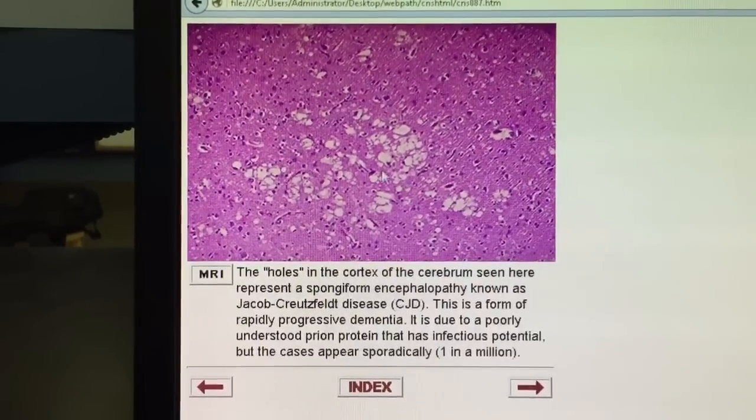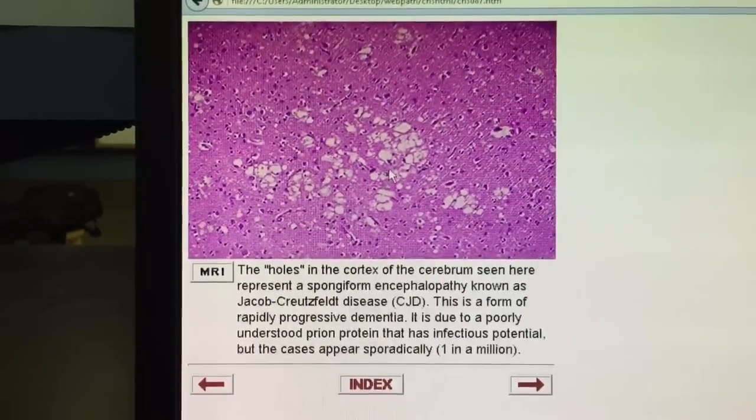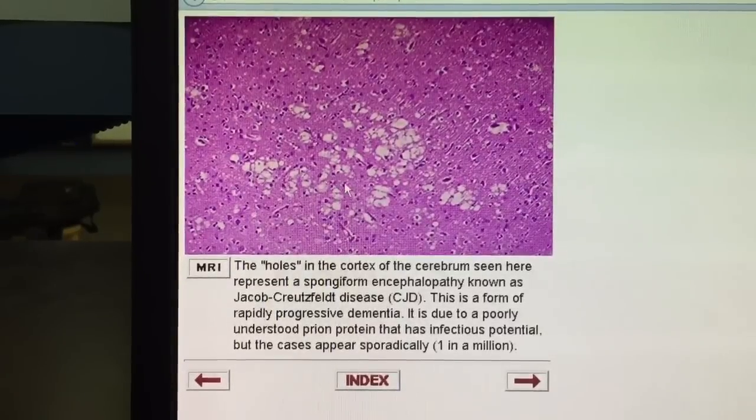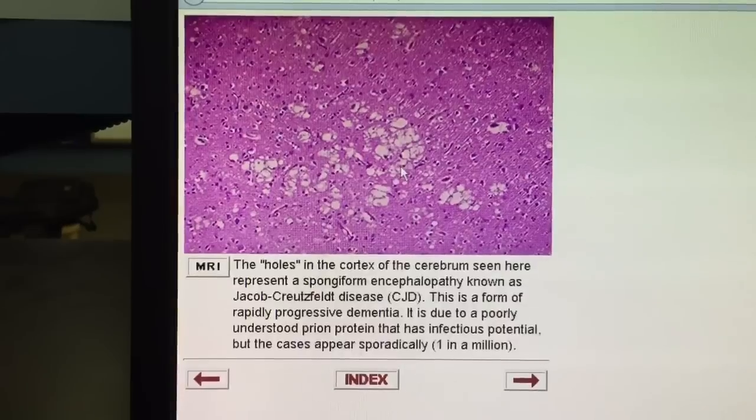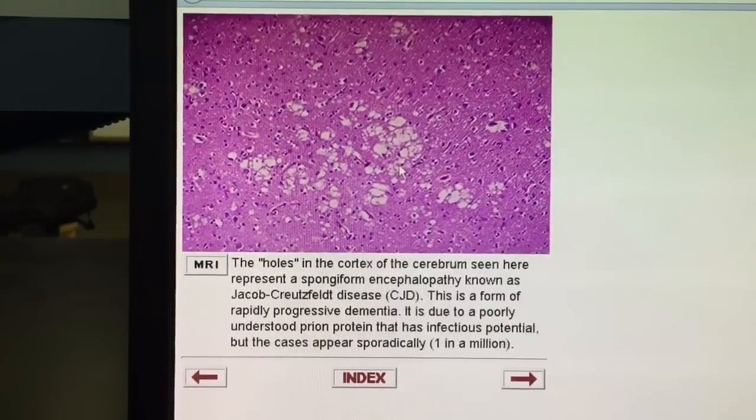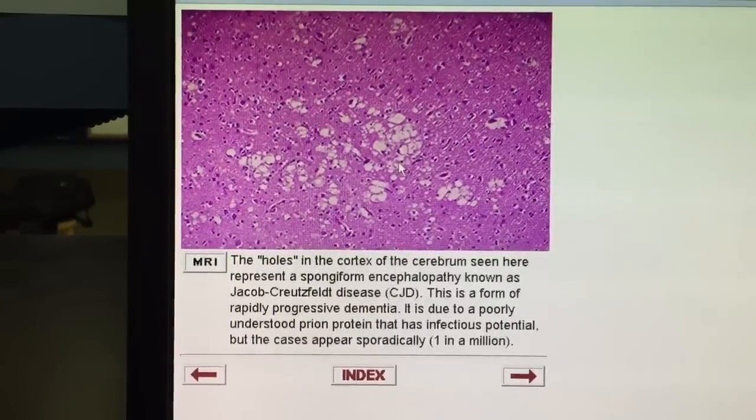This picture shows spongiform encephalopathy. The halos that you are seeing here are characteristic of Creutzfeldt-Jakob disease, which is a rapidly progressive dementia.